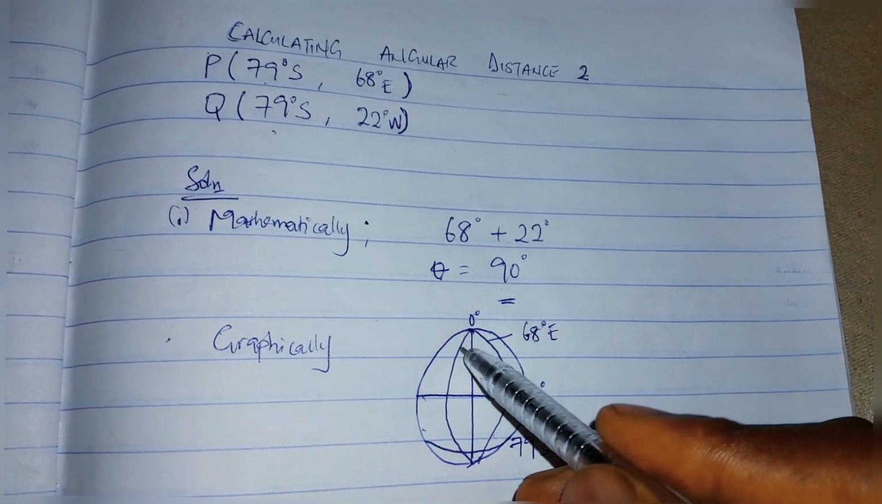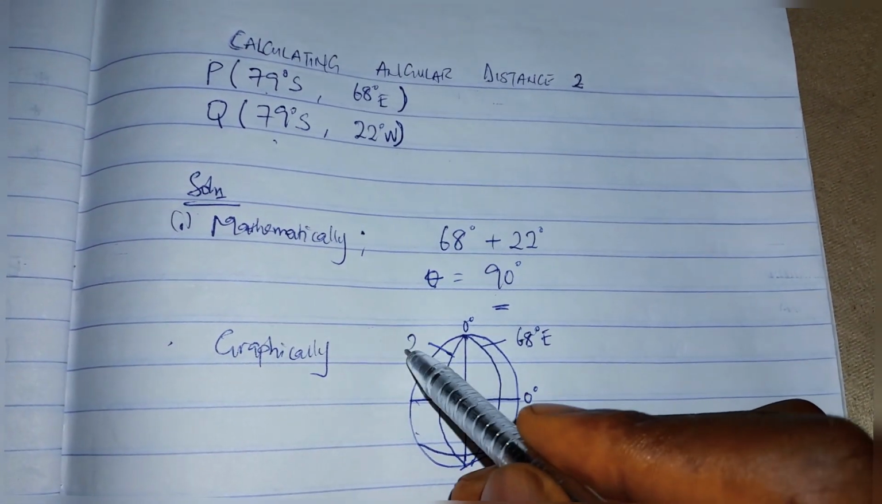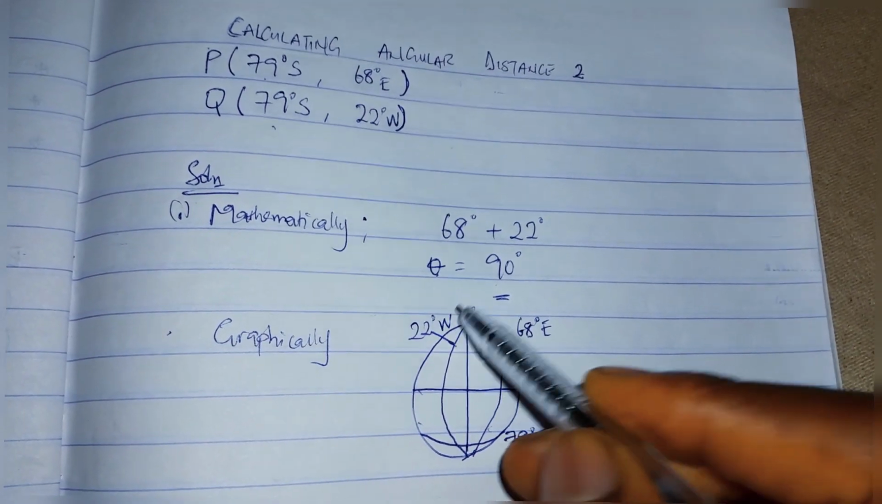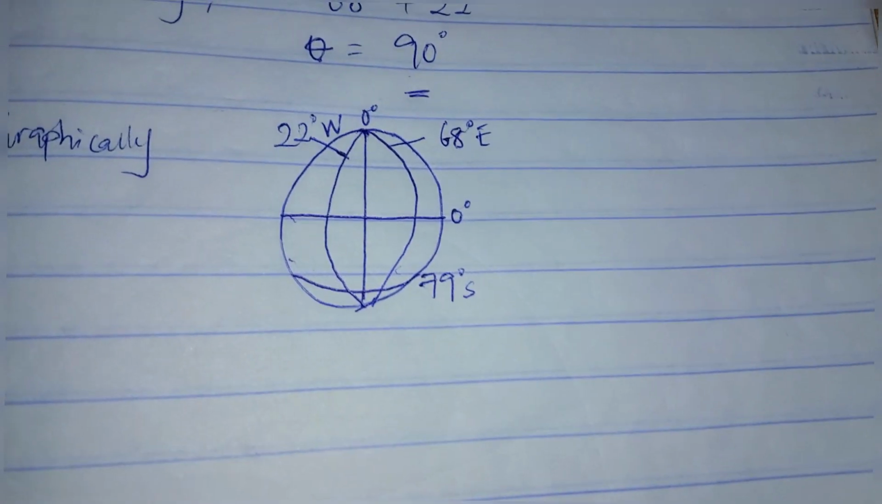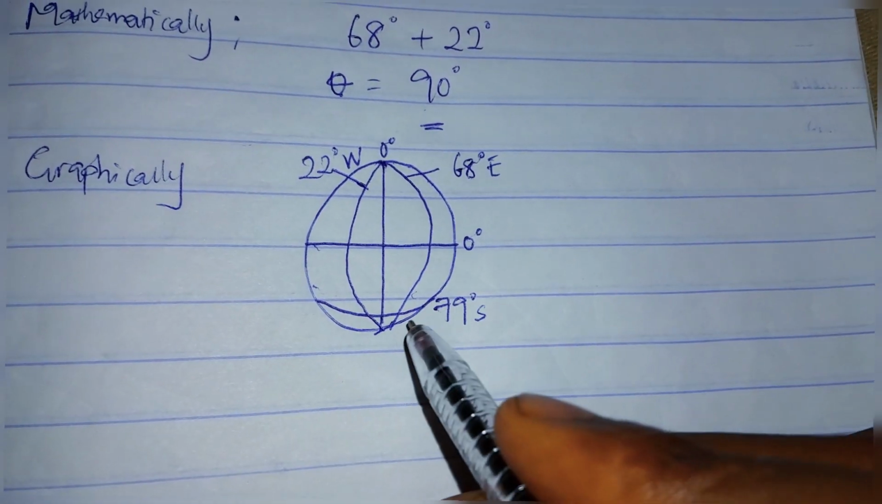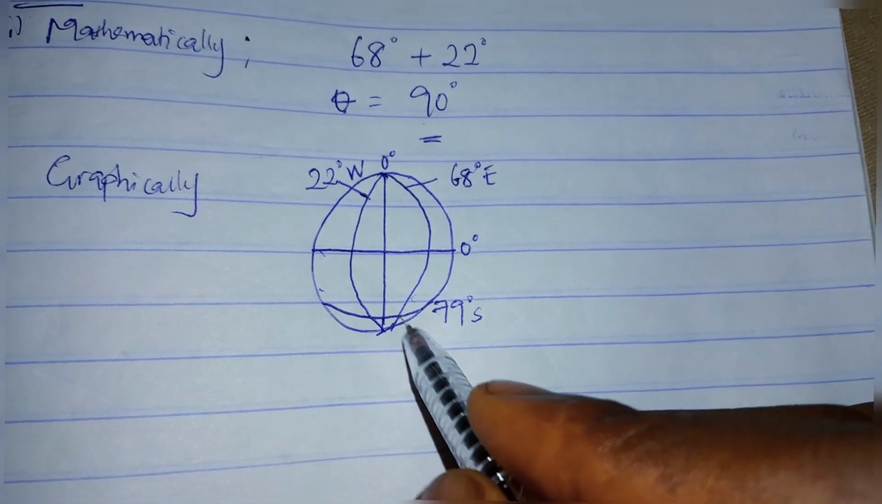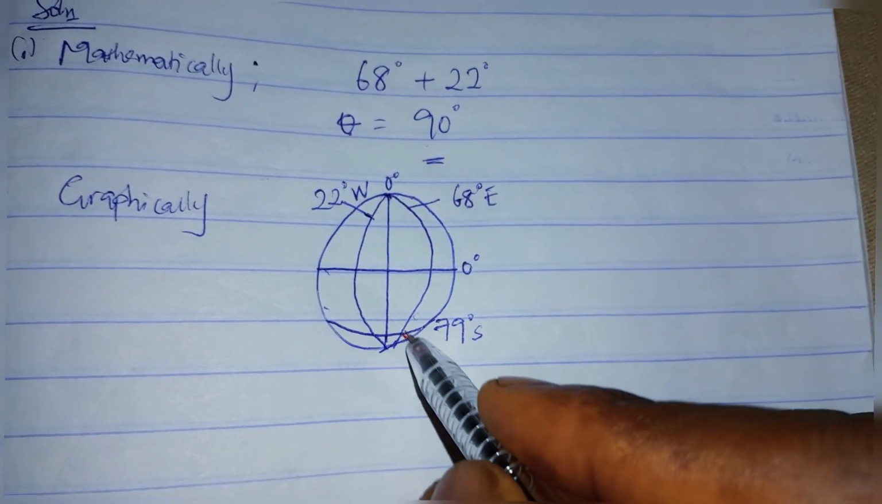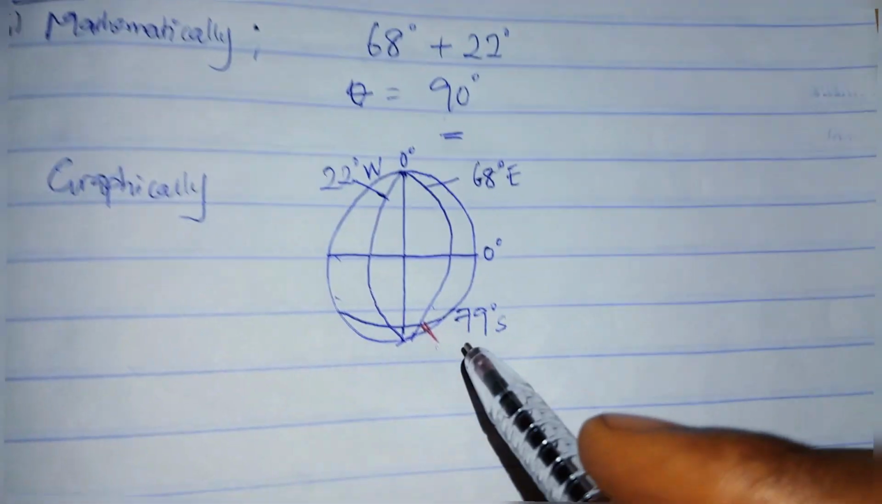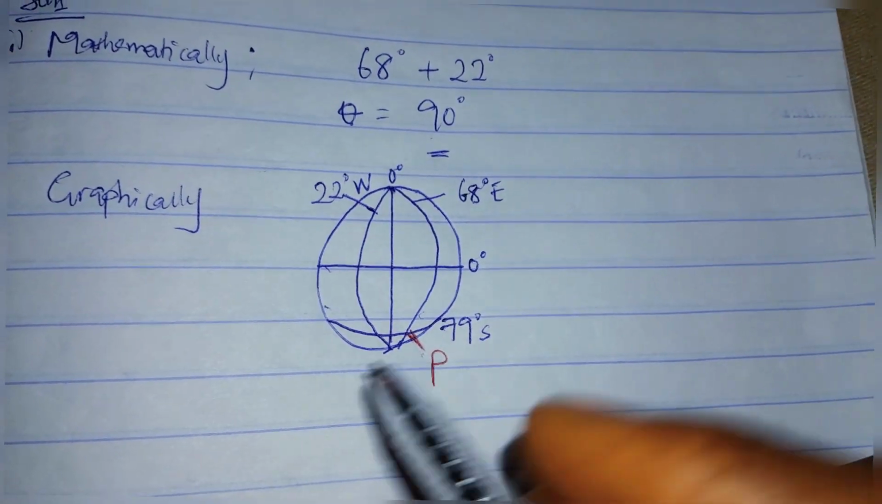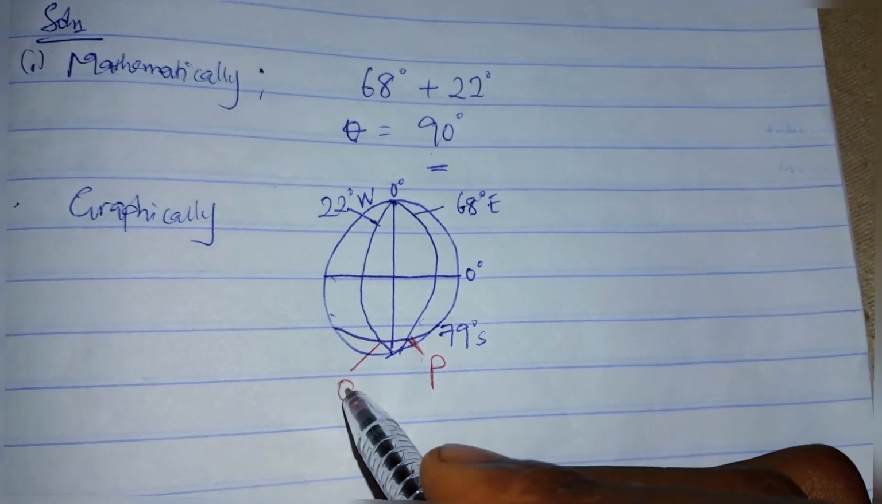Something like this. So this is my 22 west. Now, coming in, what do we have? It means that this point of intersection represents my P. Is that okay? This represents my P. This represents my Q.